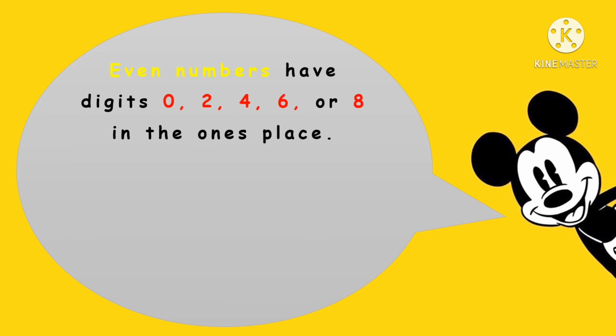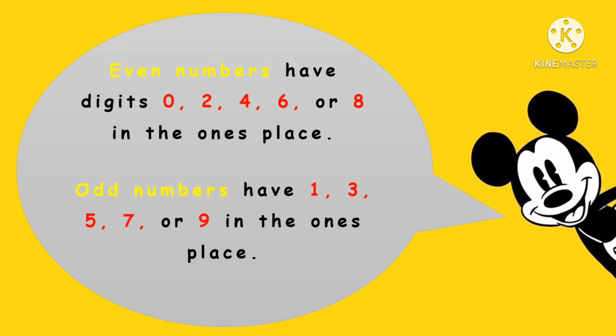Even numbers have digits 0, 2, 4, 6 or 8 in the ones place. And odd numbers have 1, 3, 5, 7 or 9 in the ones place.